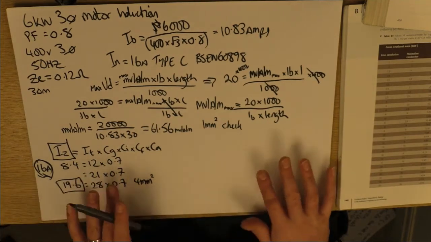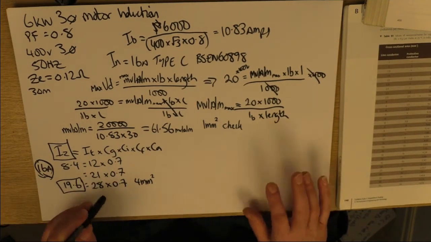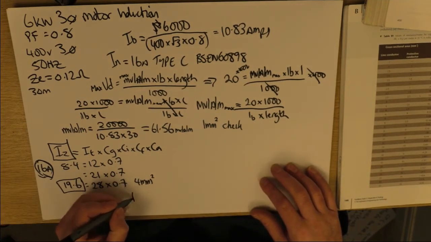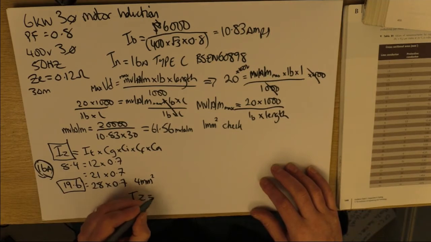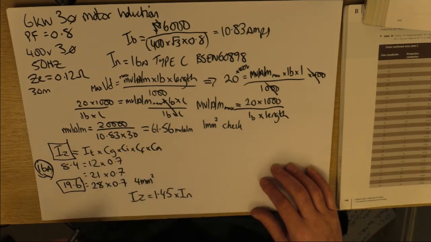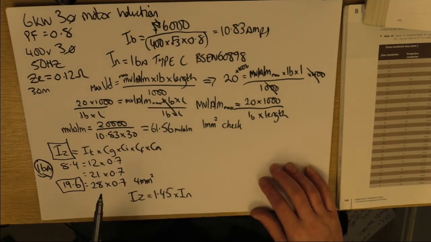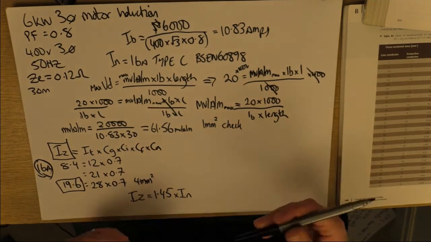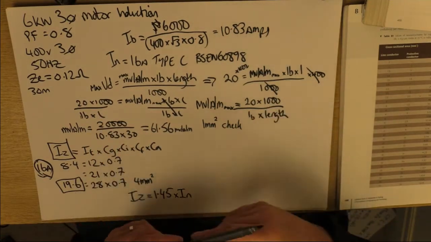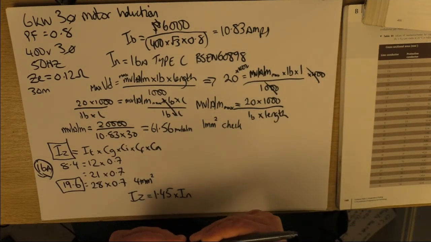If there was any chance that the circuit could get overloaded, then what you'd want is your IZ to equal 1.45 times your IN. And that just allows a bit of overload time, because MCBs, on a slow overload, take a bit of time to heat up and trip.